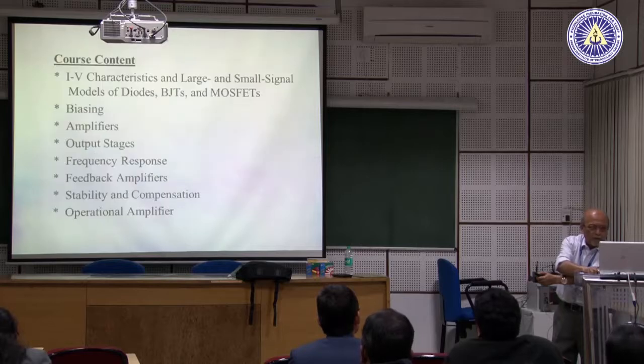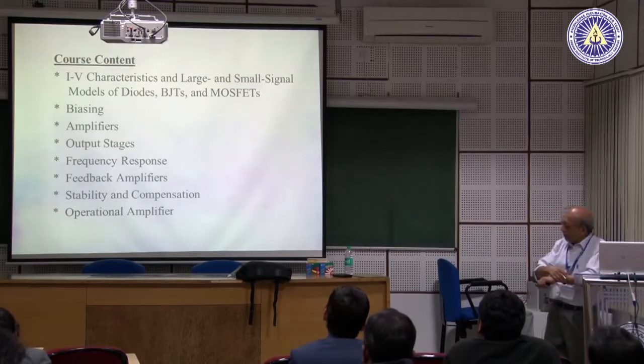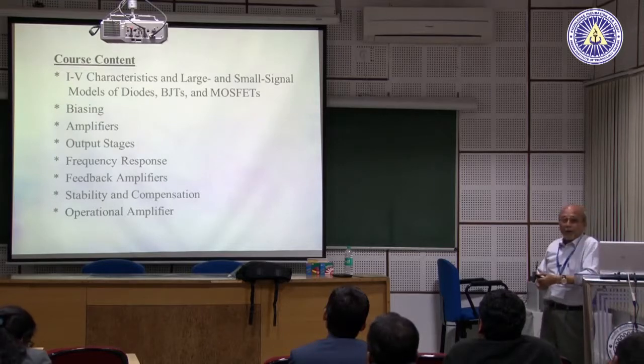This is E210. Course content: we start from IV characteristics and large and small signal models of diode, BJT and MOSFET, followed by biasing.